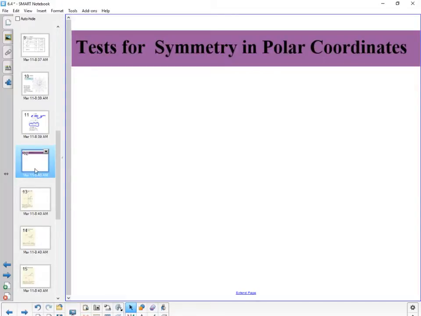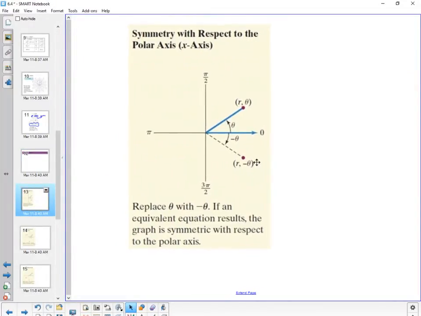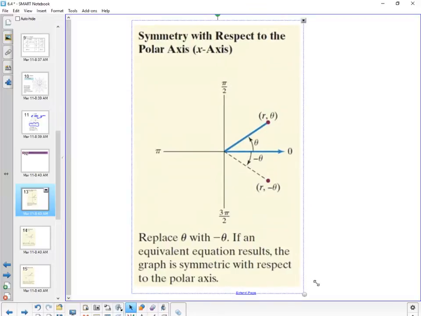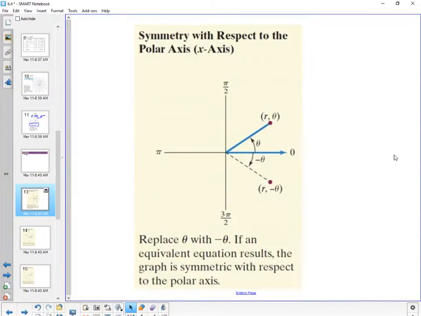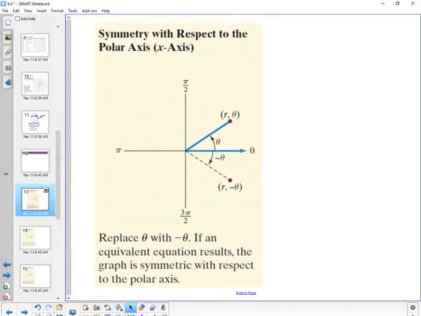Okay, so some tests for symmetry. Here's your first test. I separated these to try to make them a little bit bigger for you. If you have symmetry about what we call the x-axis, which is technically that line that goes across from 0 to 180 degrees, so symmetry across this line, we're going to call it the x for now. If you replace your angle with a negative angle, and the equation still comes back the same, then you have symmetry about the x-axis. Now, please do not try to use the same rules as we did before with polynomials, because you will be wrong.